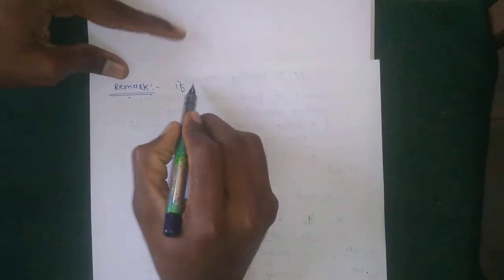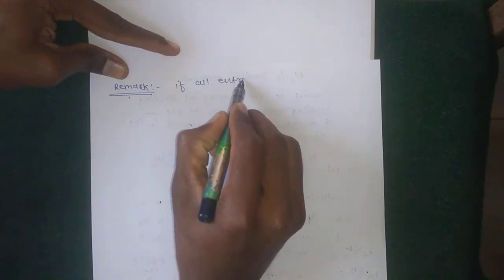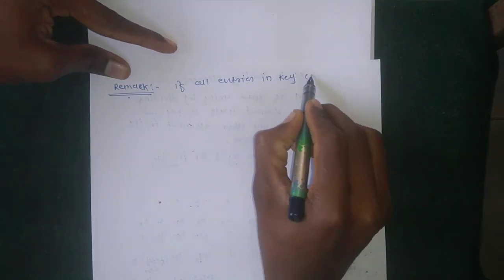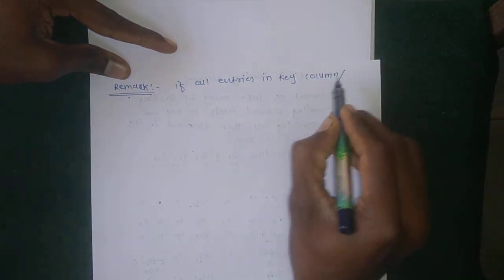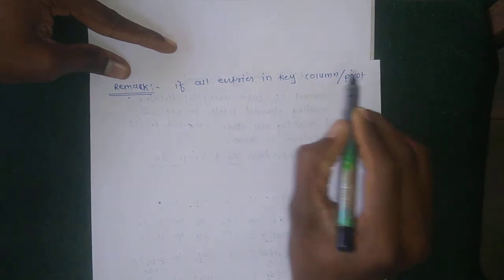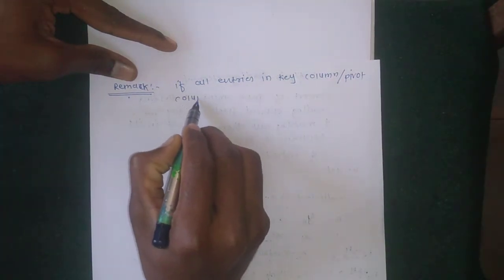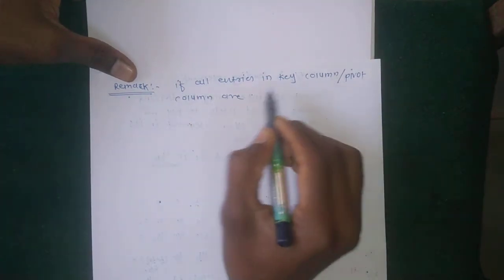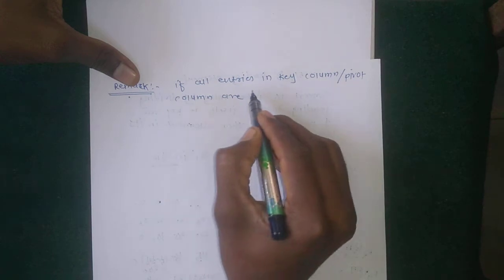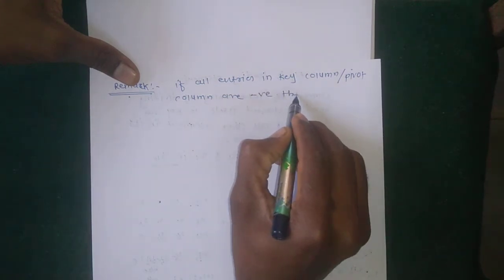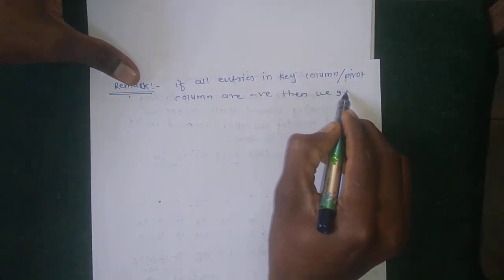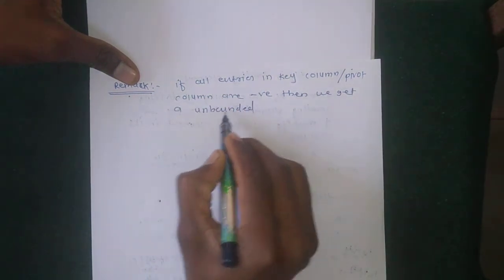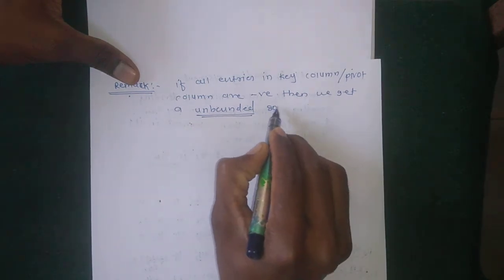If all entries in the key column or pivot column are negative, then we get an unbounded solution. This is a very important remark. We get an unbounded solution.